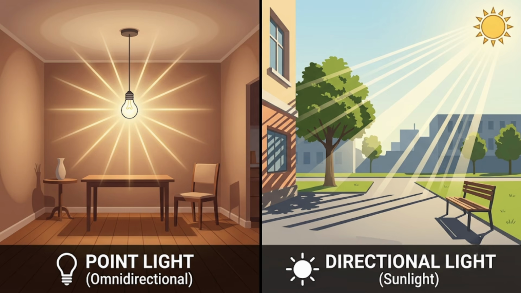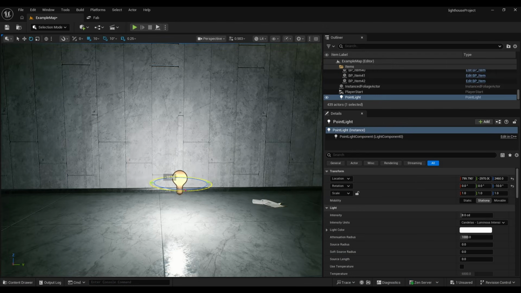Unlike directional light, which acts like the sun and shines from one direction, a point light radiates outward in every direction from a single point. Its position matters, but unlike the sun, its rotation doesn't matter at all. You can rotate it however you want. Nothing changes. Only its position and settings affect the scene.